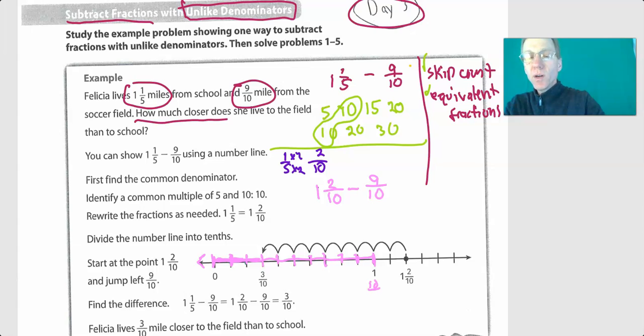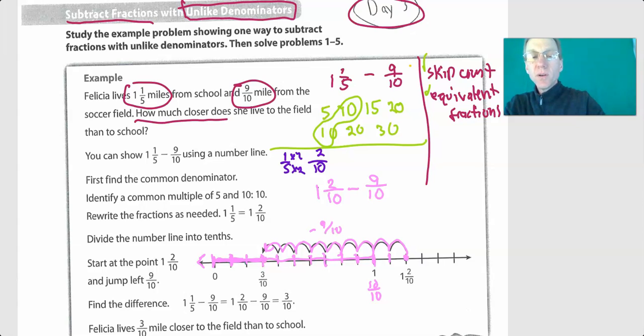And then 4/10, 5/10, 6/10, 7/10, 8/10, 9/10, and 10/10, same as 1. And then they went out, I'm sorry, 1 and 1/10, and then the very end here, 1 and 2/10. And that's where you start. And then minus 9/10 means you just go backwards, and that's all they did. They went backwards 1, 2, 3, 4, 5, 6, 7, 8, 9. They went back 9/10. That's the minus 9/10.